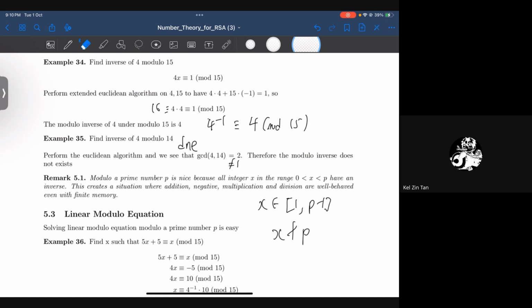Okay, so this will build up why we are using 2 primes when we are dealing with RSA afterwards.